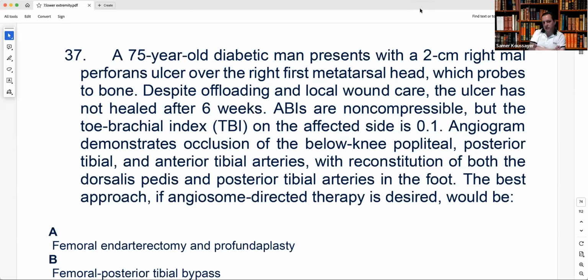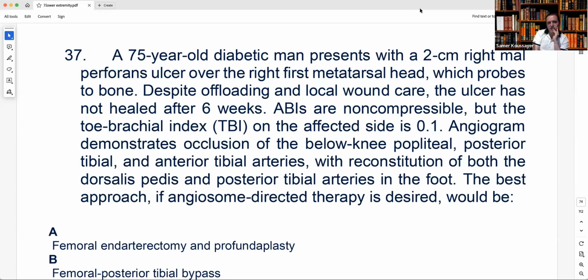Below the knee, everything is occluded, but you have posterior tibial and dorsalis pedis open. Because they didn't mention anything about above the knee, you have to presume that everything above the knee is normal, right? It said only below the knee. So you have to presume that the external iliac, common femoral, profunda, and even the popliteal above the knee are open. So the only problem is below the knee. So you want to do a bypass. You have two options: posterior tibial and dorsalis pedis.